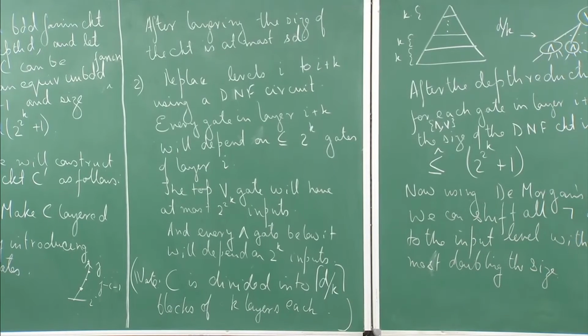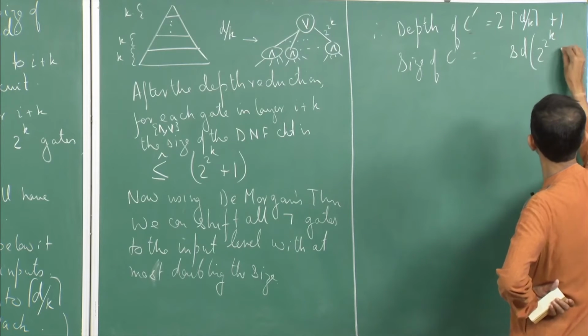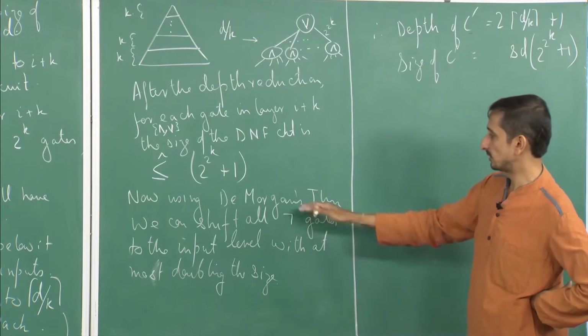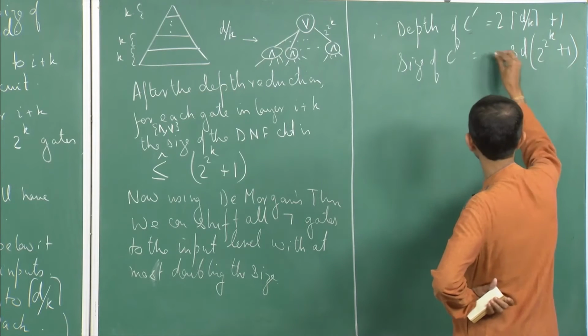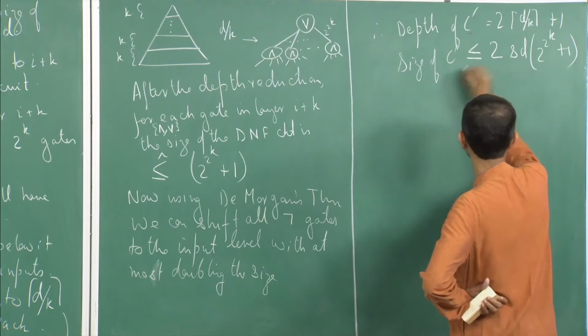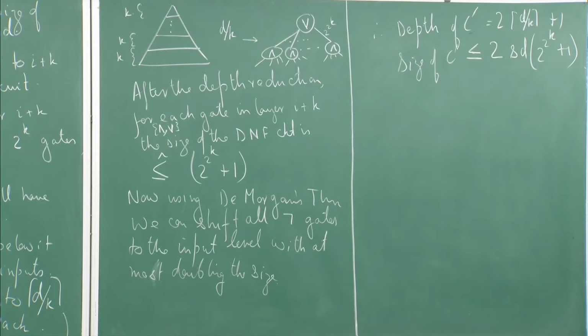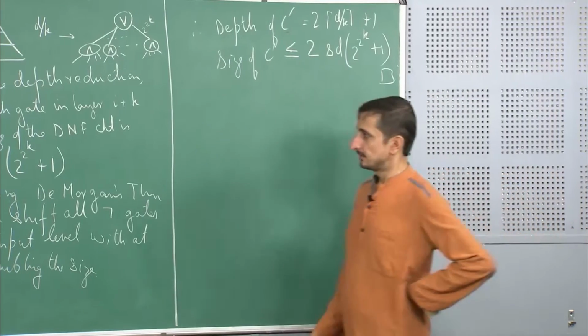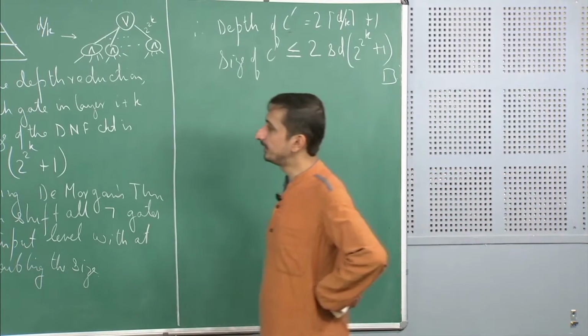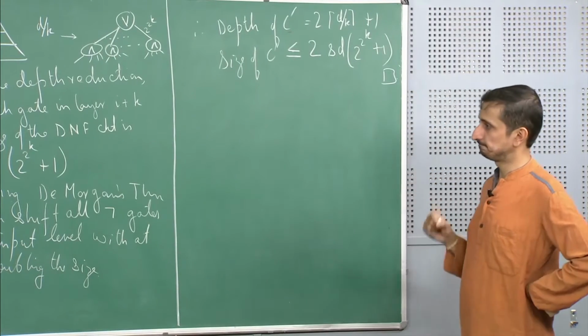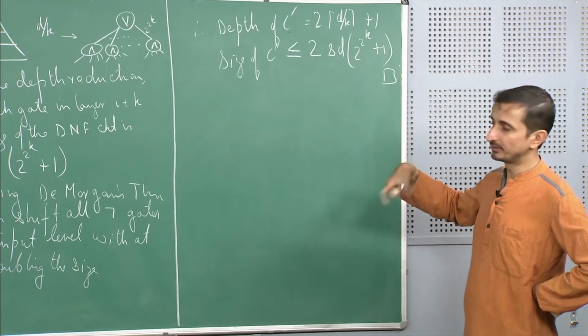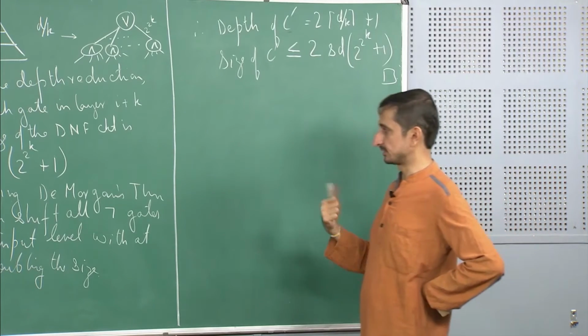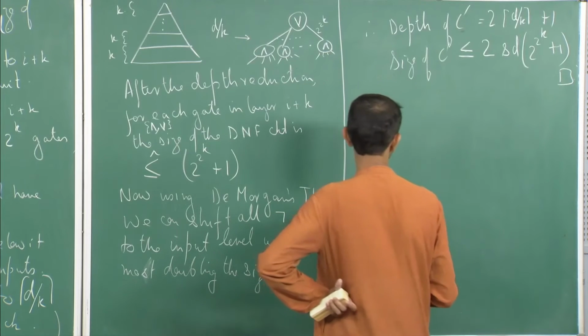So, it is SD times 2 to the power 2 to the power k plus 1, and because of applying De Morgan's theorem, this is at most twice. Okay. This is an upper bound. So, this proves the theorem. Okay. As I said, the idea is actually quite simple. It is just replacing some small depth with a corresponding DNF formula or DNF circuit.